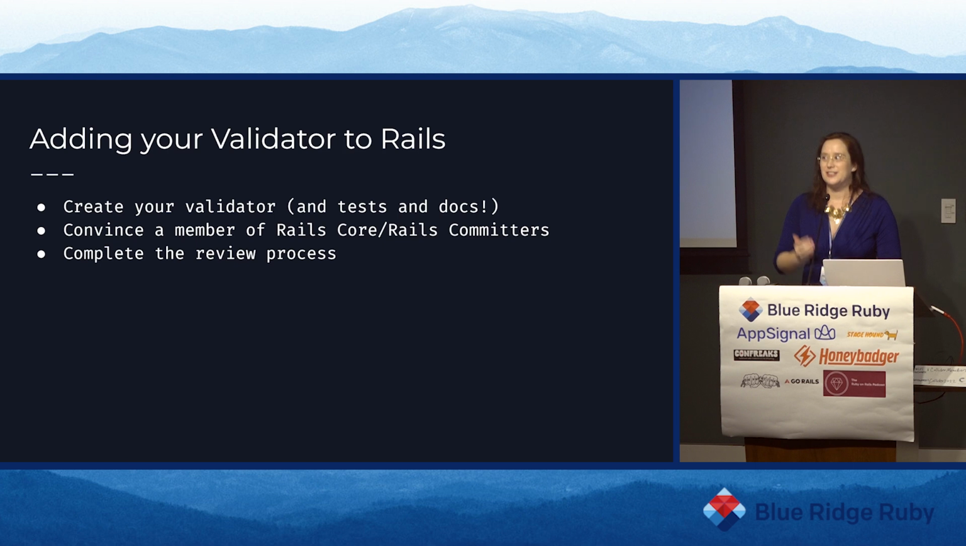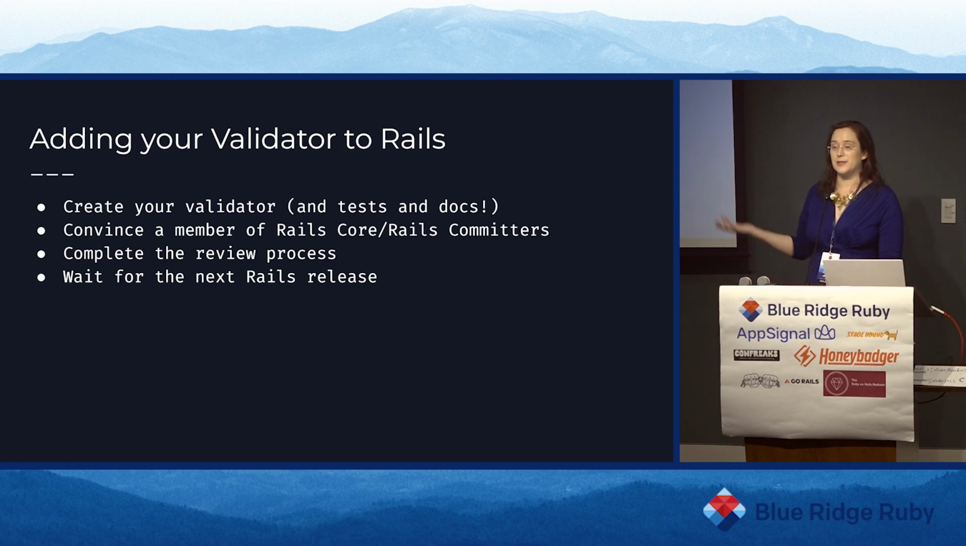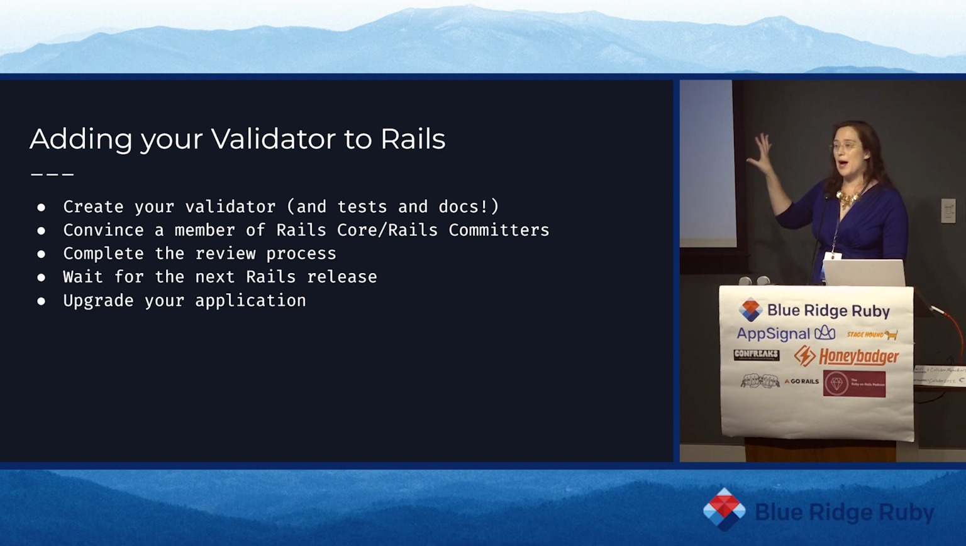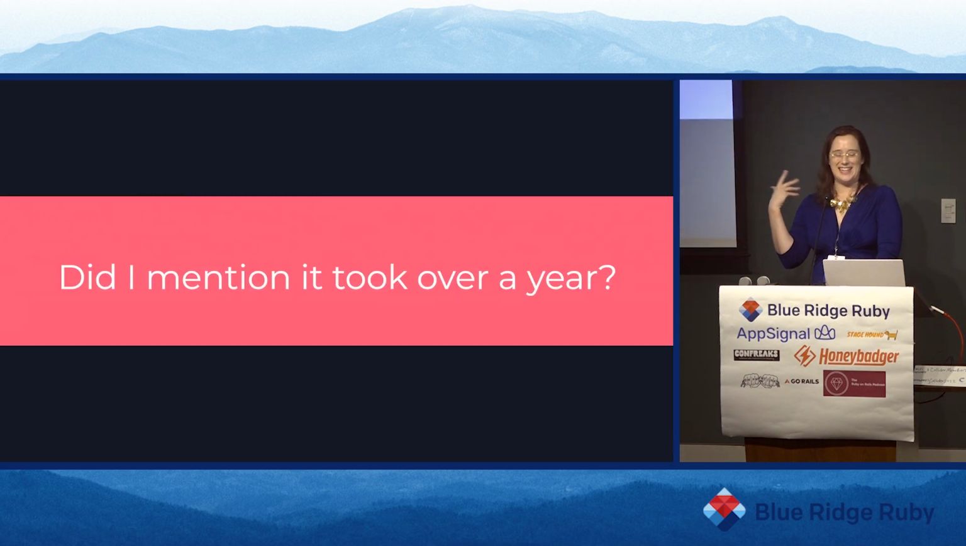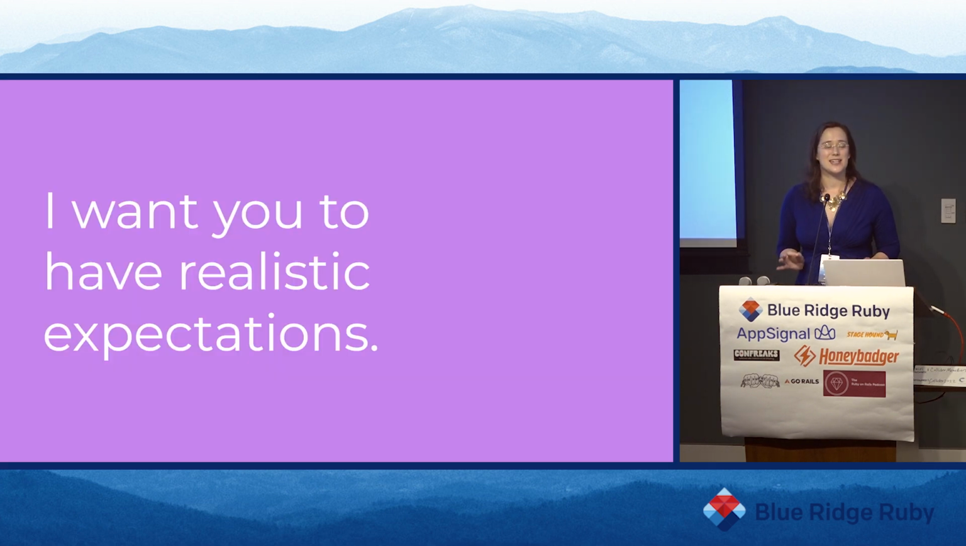Of your validator and your tests and your docs and your changelog, and it's quite exhaustive. You're gonna wait for the next Rails release to happen in order for that validator to be available. And the last thing you're gonna do is upgrade your application. And I know you're sitting there wondering, Jill, how do you know so much about this process? Did I mention I added the comparison validator to Rails? Did I mention it took over a year? So I want you to have realistic expectations.